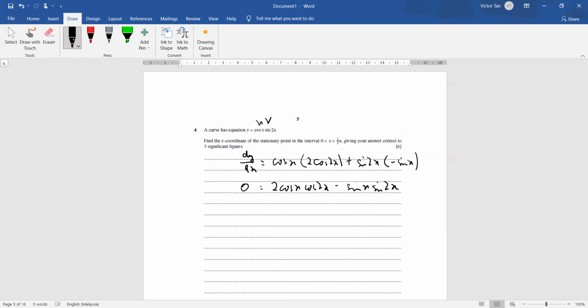Okay, so do you want to find the x coordinate of the stationary point? There's only one stationary point. Okay, so what I'm going to do is substitute your cos 2x with 2 cos square x minus 1. So 2 cos x (2 cos square x minus 1) minus sine x times 2 sine x cos x, which is sine 2x, equals 0. So you have 4 cos cube x.